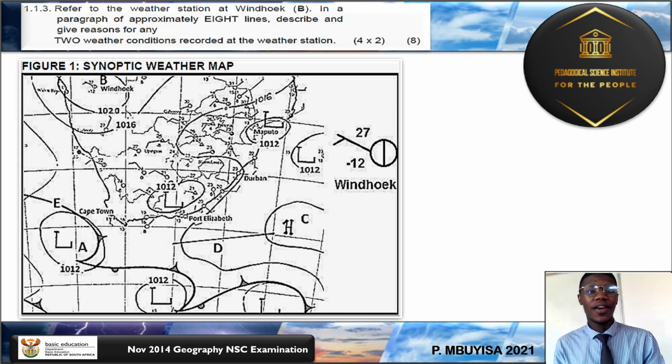1.1.3, refer to the weather station at Windhoek, B. So Windhoek is somewhere there. Let me just get a laser. Somewhere there on the map, that is B, Windhoek. And they say in a paragraph of approximately 8 lines, describe and give reasons.